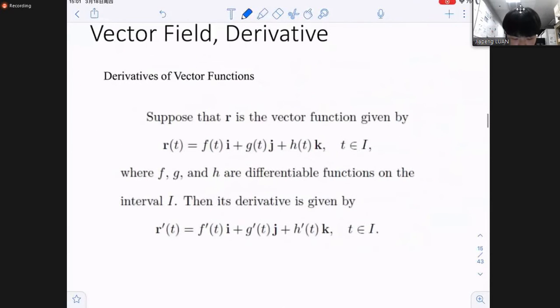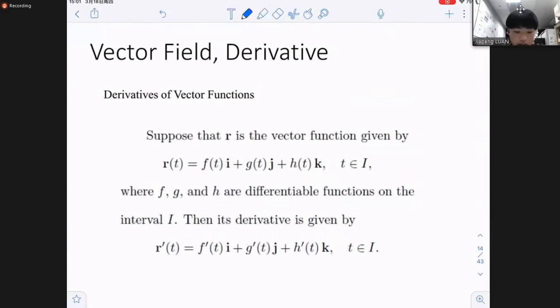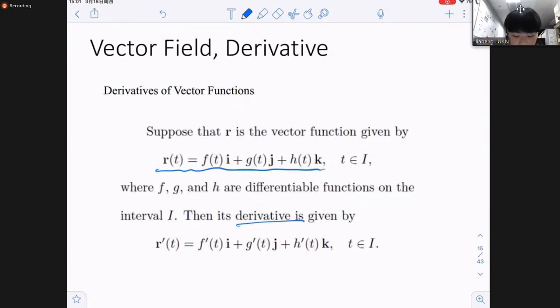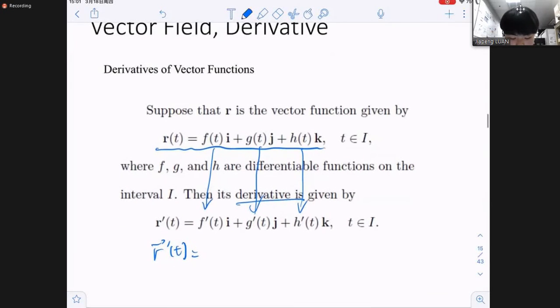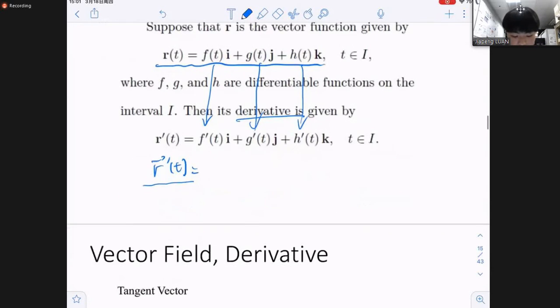And then it's about a vector field. If you have a vector field like the form like this, then you need to calculate the derivative. So how to calculate the derivative? The derivative of this is that you need to calculate the derivative of f(t), g(t), and h(t) one by one. Then you have this derivative of a vector field.